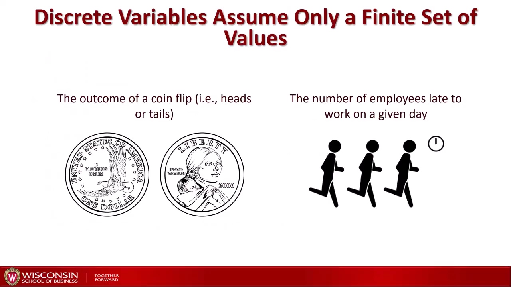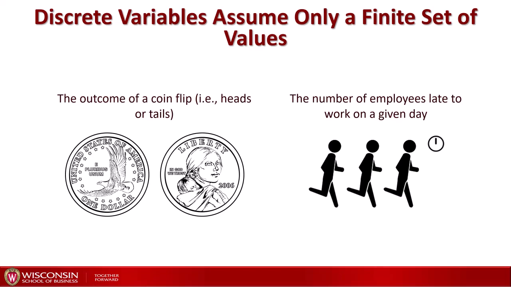Now, I want to take a moment to discuss the two main types of variables that we'll be dealing with in this course. The first type are discrete variables. These assume that you can count the number of possible values. For instance, we could look at the outcome of a coin flip. The outcome of a coin flip is going to be either heads or tails, so it can only take two potential values.